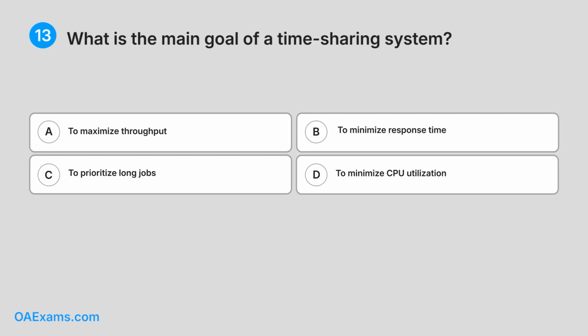A. To maximize throughput. B. To minimize response time. C. To prioritize long jobs. D. To minimize CPU utilization. What do you think is the answer?